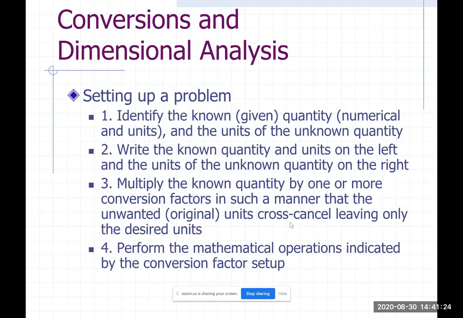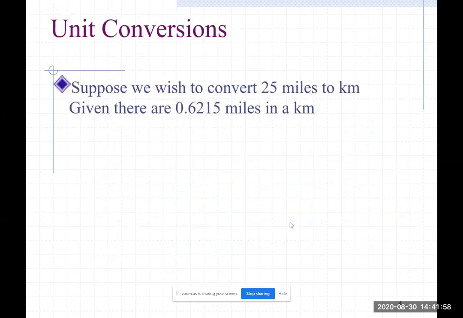In order to set up a problem, we're going to identify the known that's given, that is the quantity and the units. And we're also going to identify the units of the unknown quantity. We'll write down the known quantity and units on the left side of our paper and the units for the unknown quantity on the right side. And then we multiply a known series of conversion factors so that we can cross-cancel the units we don't want, leaving only the units we're after. And then lastly, we perform the mathematical operations that are indicated by the conversion setup.